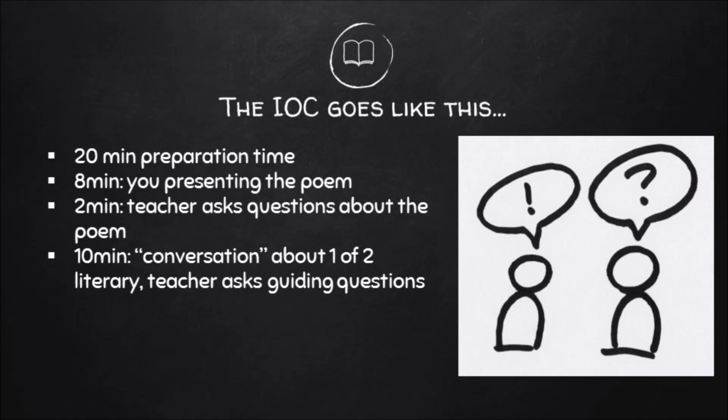Now an important distinction between the two parts is that the poem part will be you presenting the poem, meaning that the teacher hopefully won't be saying anything. You should be talking for a full 8 minutes. Because you have 10 minutes for the poem, 8 minutes will be you presenting, and the last 2 minutes will be the teacher asking you about things that you may have forgotten, or just trying to clarify some things to get you to point out things which you maybe didn't mention.